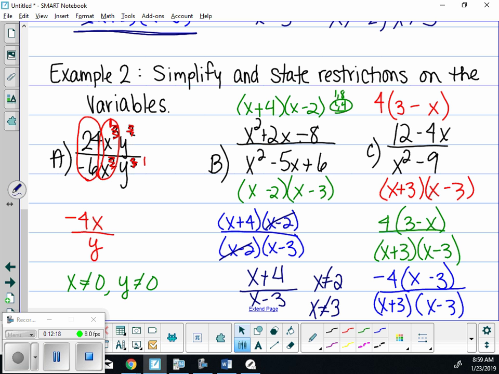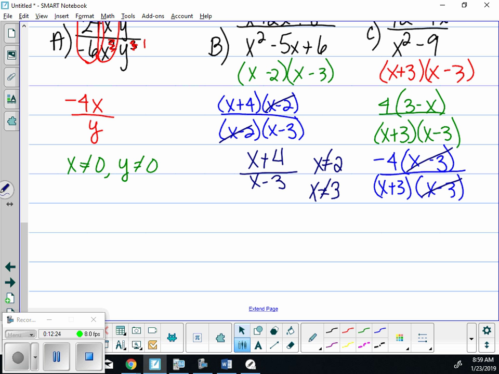Now, we could cancel out the x minus 3s. So our simplified form would be 4 over x plus 3, and our restrictions would be x can't equal -3 and x can't equal +3 from the denominator right there.